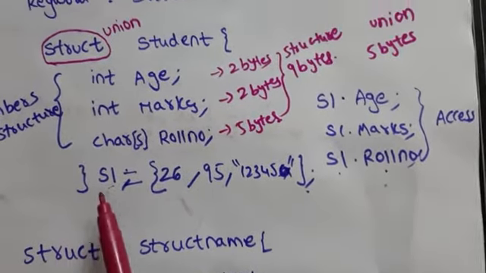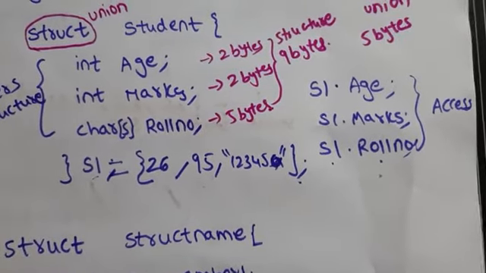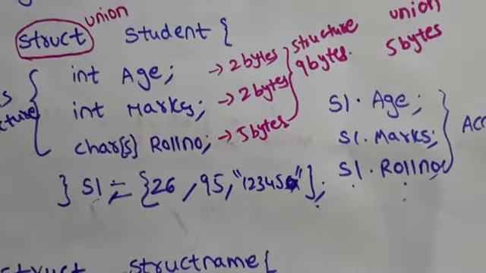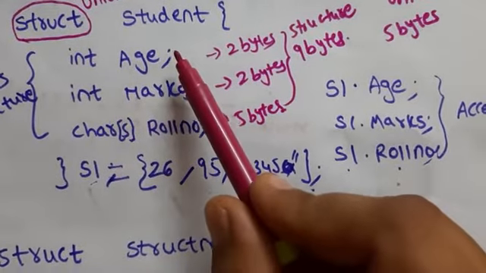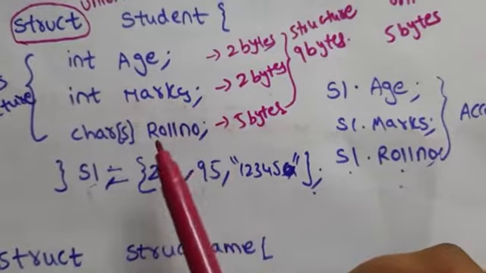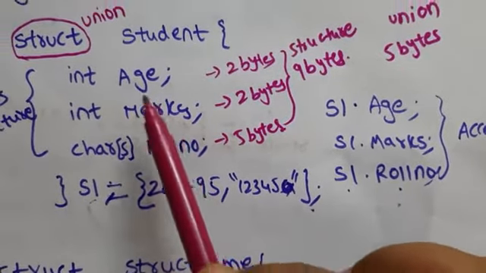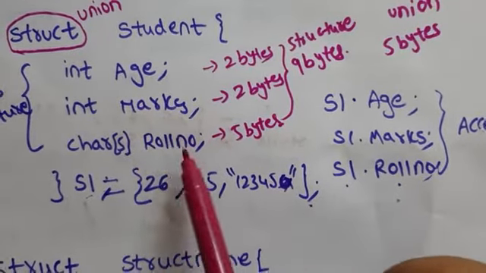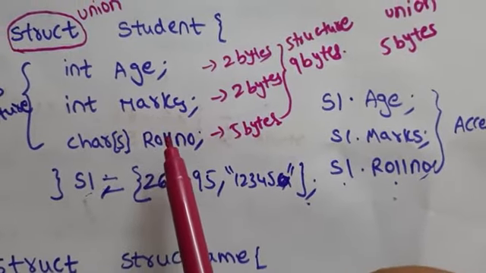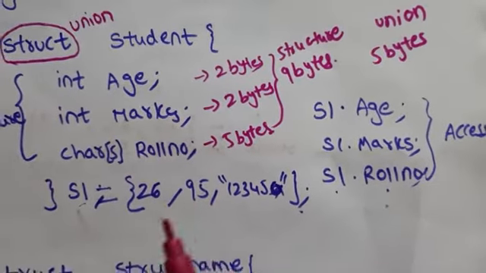Coming to the structure, how do we initialize this? s1 is equal to 2695 1 2 3 4 5. But coming to the union, as we are going to allocate only the maximum size, we are not going to give individual places for age, marks and roll number. Let us imagine 3 people are there, age, marks, roll number. For a structure you give the 3 people places to sit in the memory, so there is no problem. But here the maximum size is 5 bytes, and 3 people have to adjust here, so it is not possible.